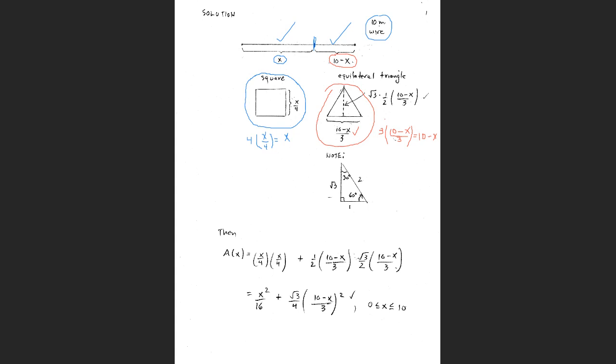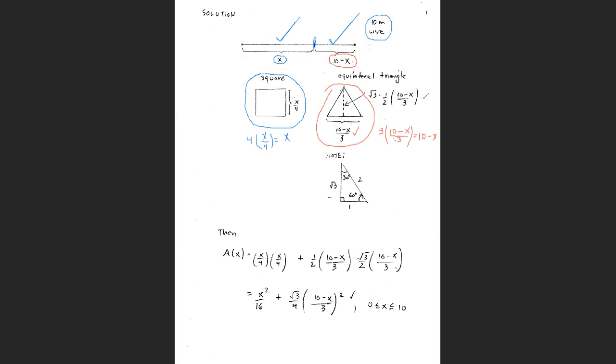Hold on, Sebastian has a question. Sebastian's asking, what if we use the 10 minus x portion of the wire, the 10 minus x meters, to make the square, and x meters to make the equilateral triangle? Yes, you would have to get the same answer, Sebastian. And I know why you're thinking that. You're thinking it might make it a little bit easier. Maybe it would. I just did it this way.